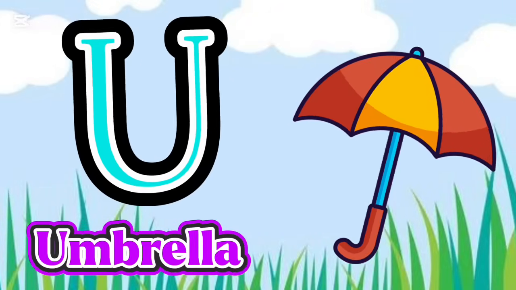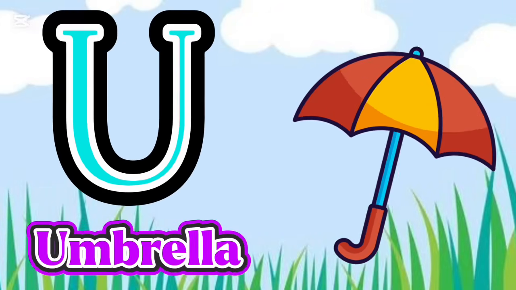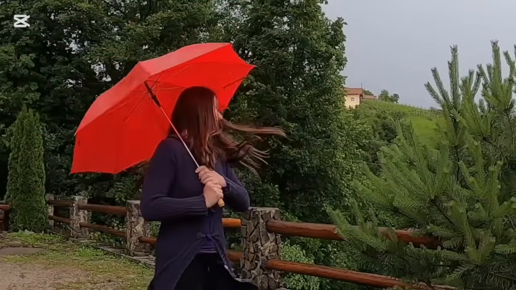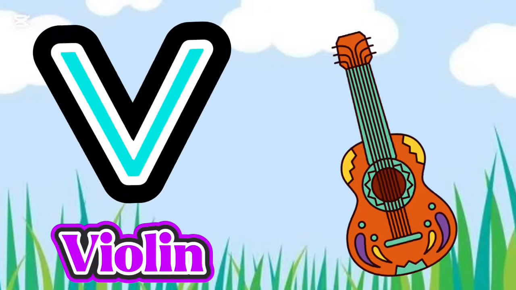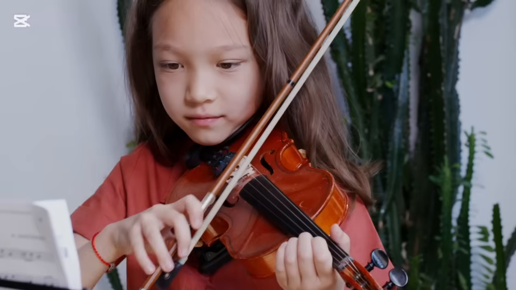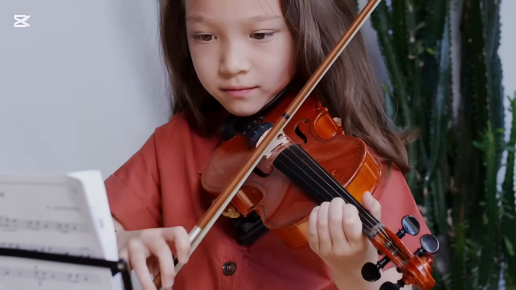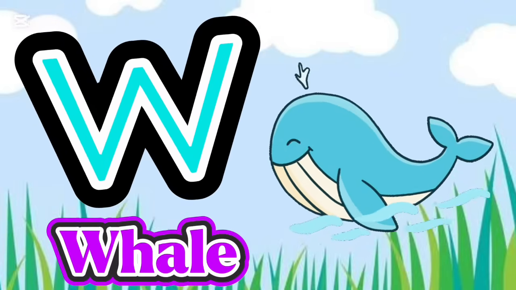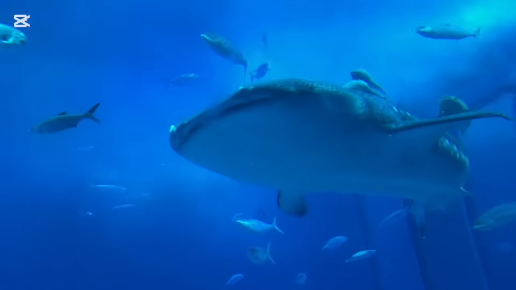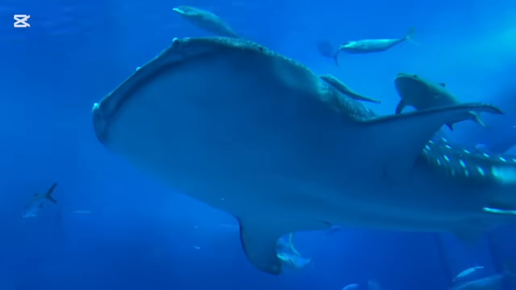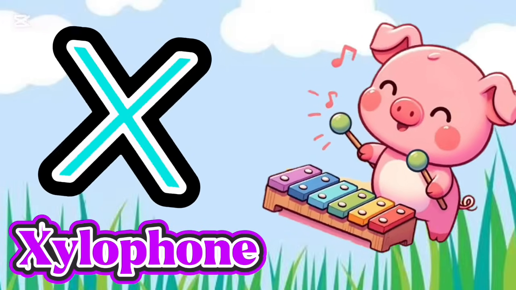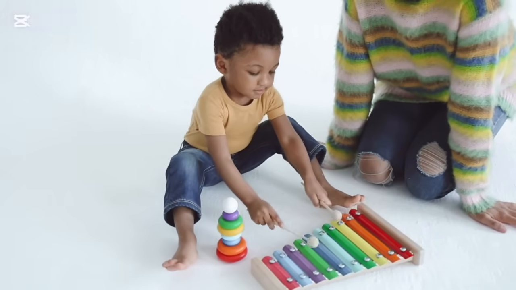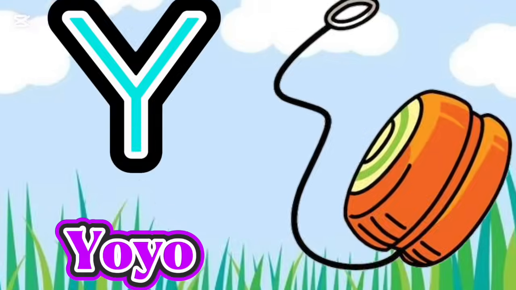U is for umbrella. Umbrella. U, umbrella. V is for violin. Violin. V, violin. W is for whale. Whale. W, whale. X is for xylophone. Xylophone. X, xylophone. Y is for yo-yo.